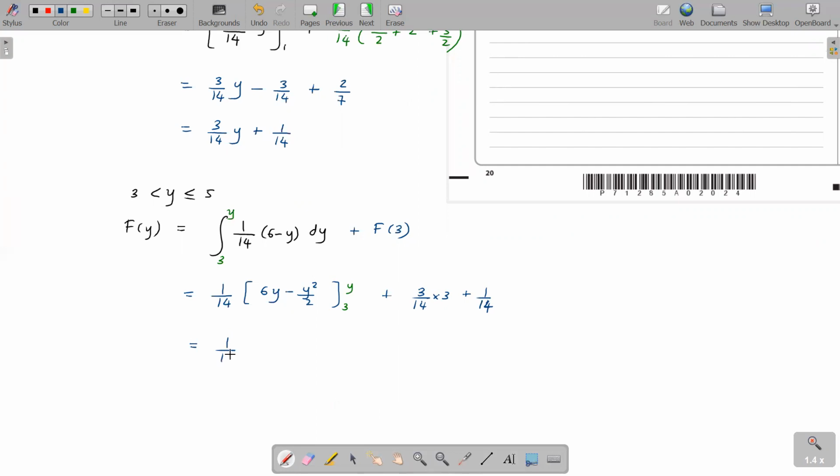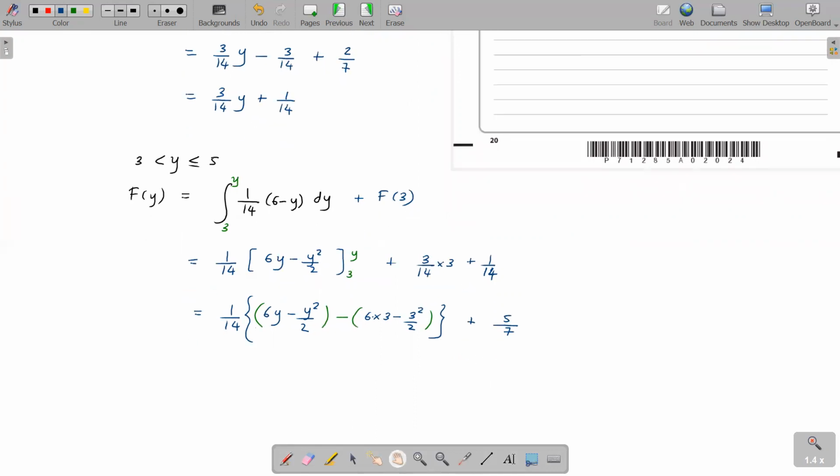So 1 over 14 into how much is it? 6y minus y square over 2. And then minus, now you have to replace all your y values with 3. 6 times 3 minus 3 square over 2. Plus this is 9 over 14 plus 1 over 14, 10 over 14, which simplifies to give how much? In the calculator, it will give you a simple answer, right? 5 over 7. Okay.